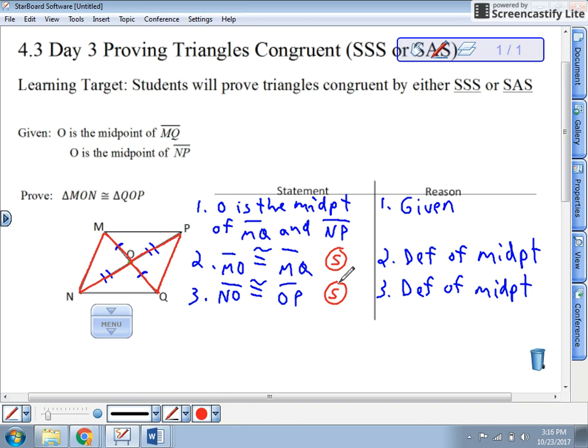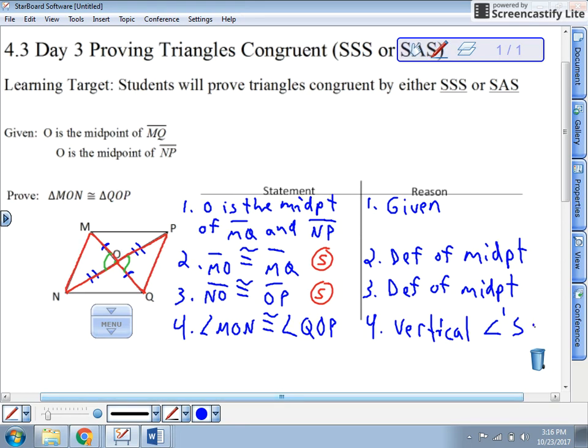We look at our triangles, and this is a bow tie type problem. I call them the bow tie because anytime we've got a bow tie, we're going to have vertical angles. So we've got to name those angles using more than one letter. It's like driving directions. I always say start at M: angle MON is congruent to angle QOP. And the reason, we're just going to write vertical angles. You can put vertical angles congruent if you want. That works too. As long as you put vertical angles, I'm happy with that. And that is an angle, so we want to put a little A there.